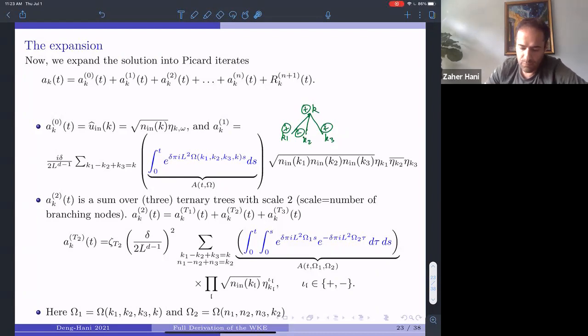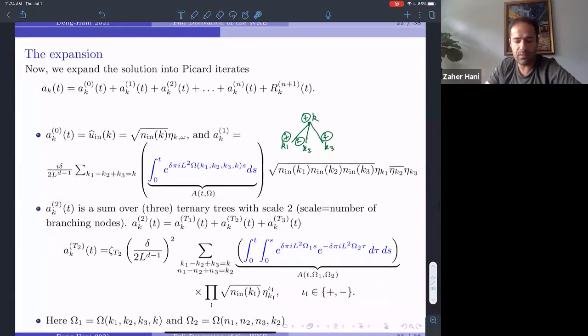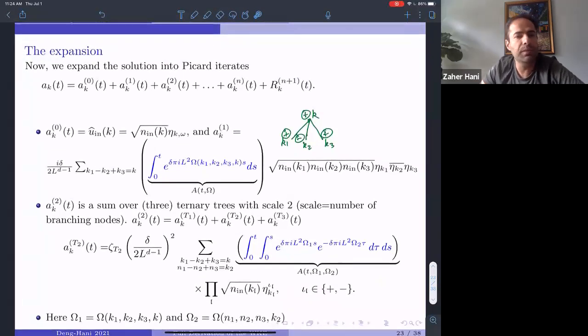Okay, and notice that another thing to notice even from this elementary computation is that the dependence on time comes in this factor e to the i tau omega, which only comes through omega. So the dependence on time is only dependent on the omega factor, which is defined over here. This is k1 squared minus k2 squared plus k3 squared minus k squared. And this is something that will continue to hold for the higher iterates. Okay.